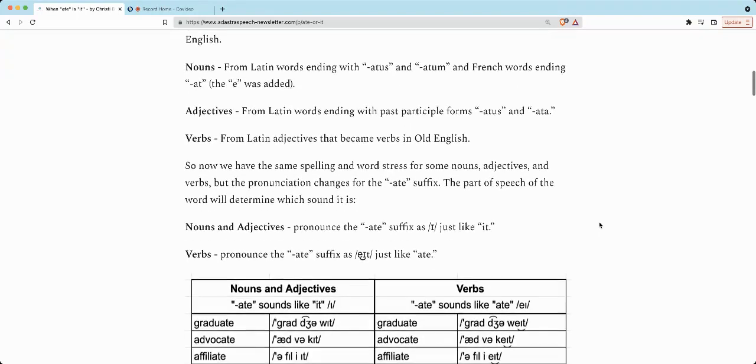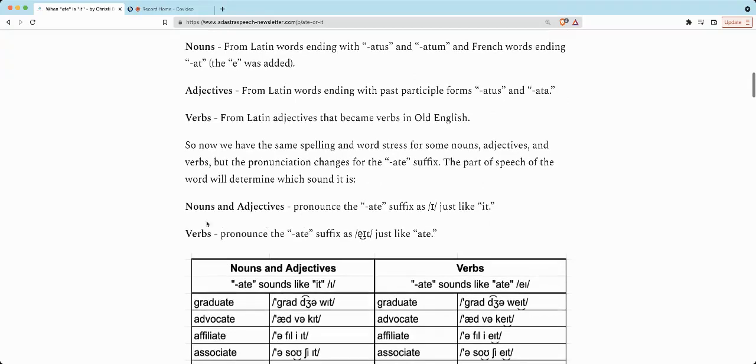So now we have the same spelling, but you have to make good guesses based on if the word can be used as a noun or an adjective. It will look like ATE, but will sound like IT, it. If it's a verb, it's going to look like ATE and sound like ATE, like ate.